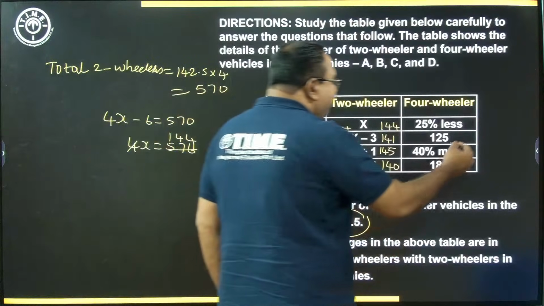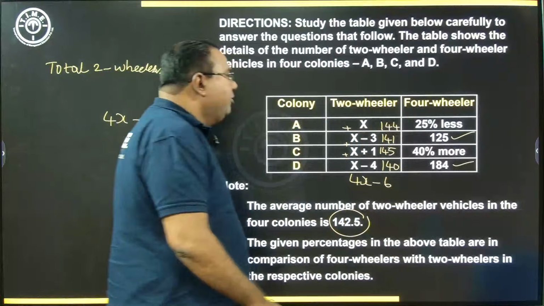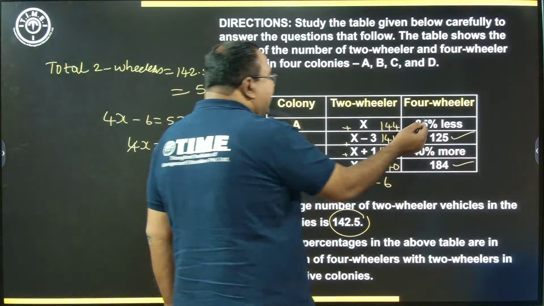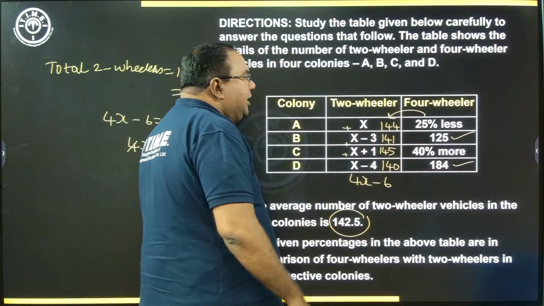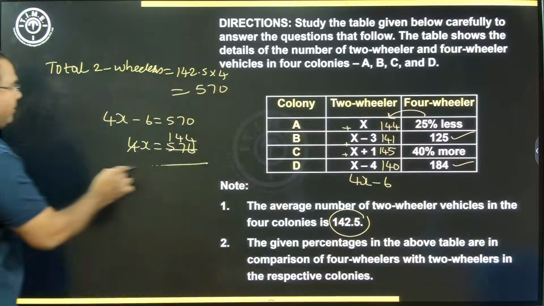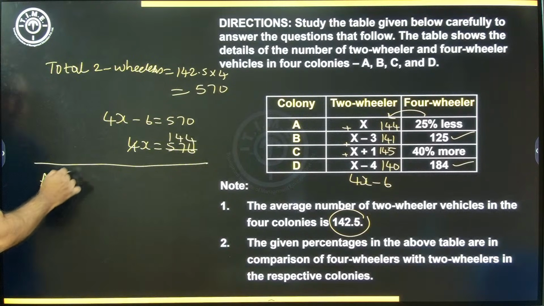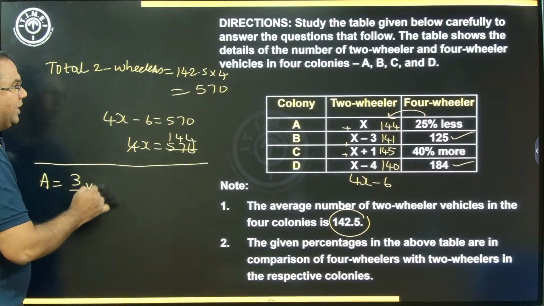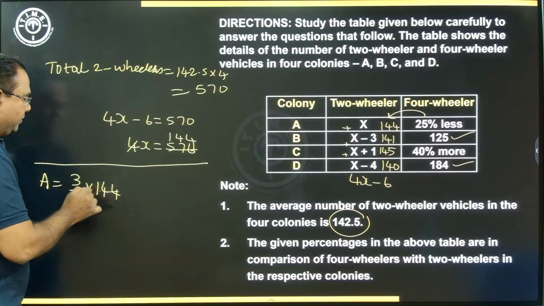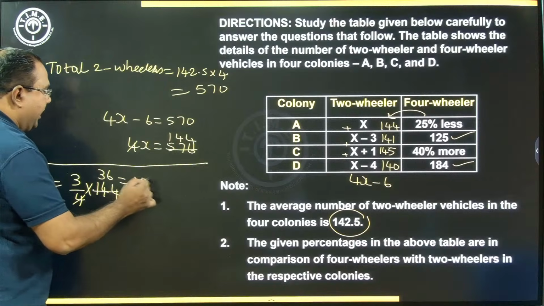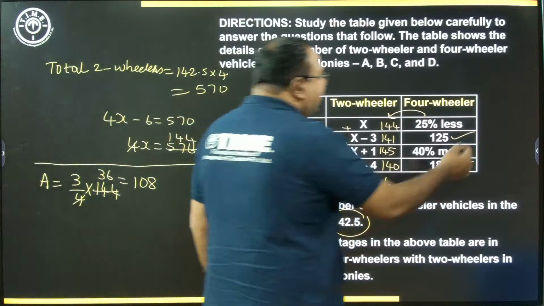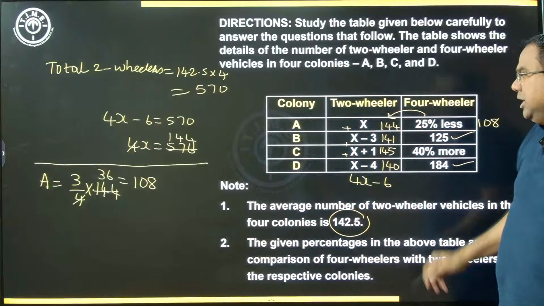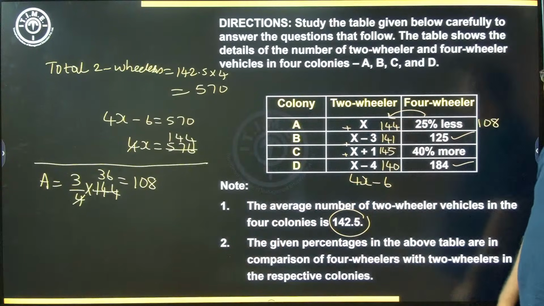The number is given here for colony B and colony D. We need to calculate number for 4-wheelers for colony A. This is 25% less than 2-wheelers. That means 25% less means the number of 4-wheelers in colony A should be 75% of 2-wheelers. 75% means it is 3 by 4 of 2-wheelers, 144. 36 into 3, 108. So number of 4-wheelers should be 75% of 2-wheelers.